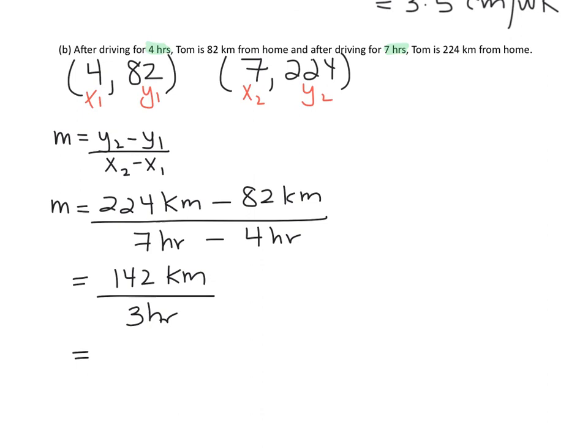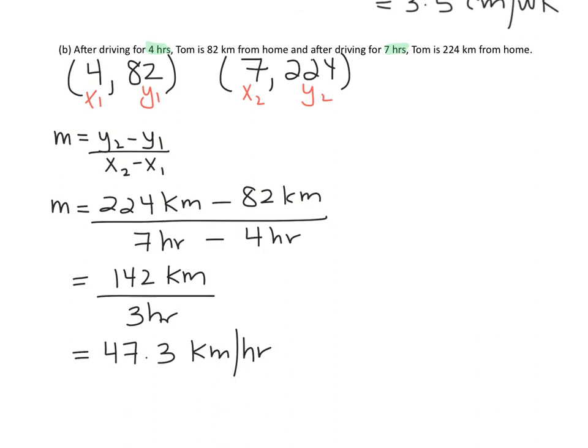So 142 divided by 3 is roughly about 47.3 if I were to round to the nearest tenth. And then my units would be kilometers per hour. So if we had to interpret this answer as a rate of change, I could say then that Tom is able to drive about 47.3 kilometers every hour.